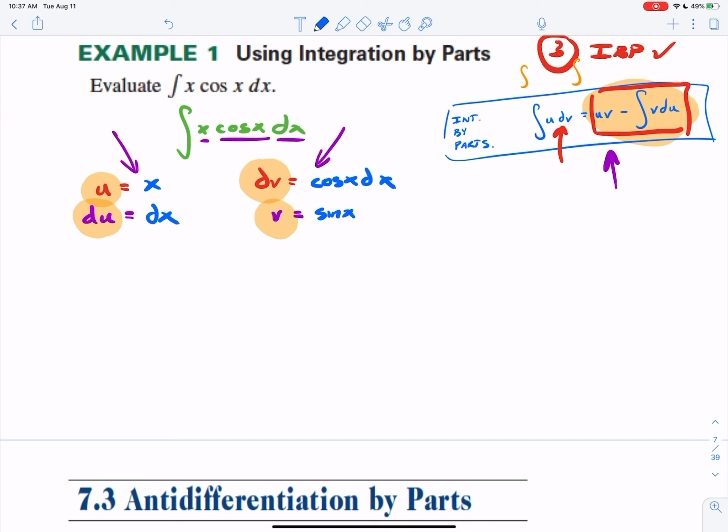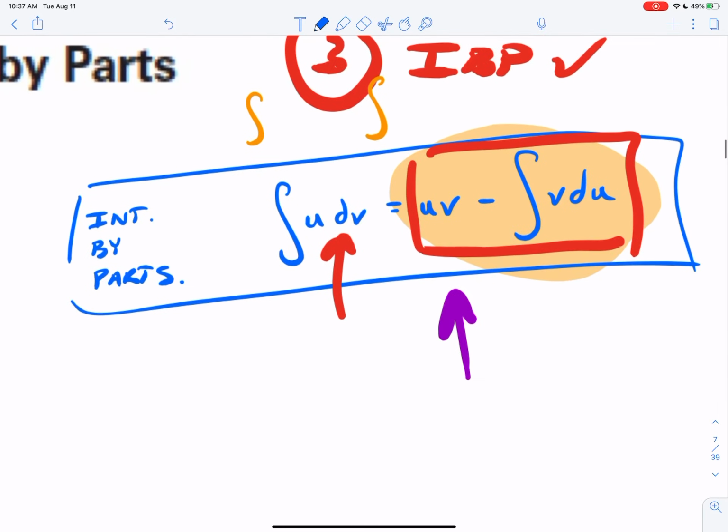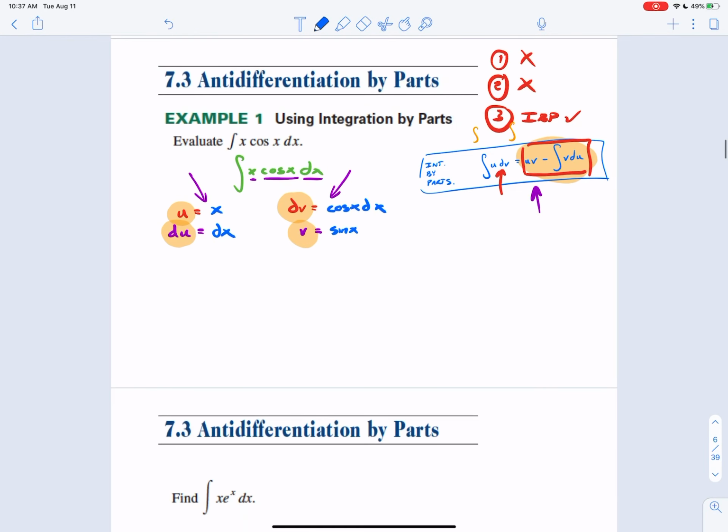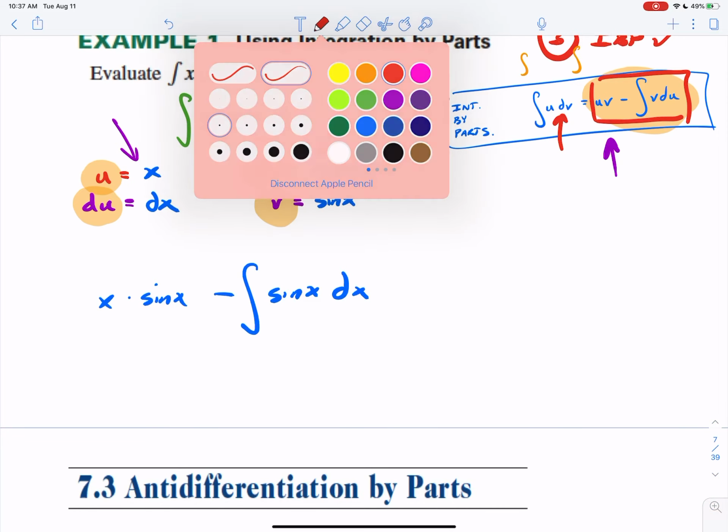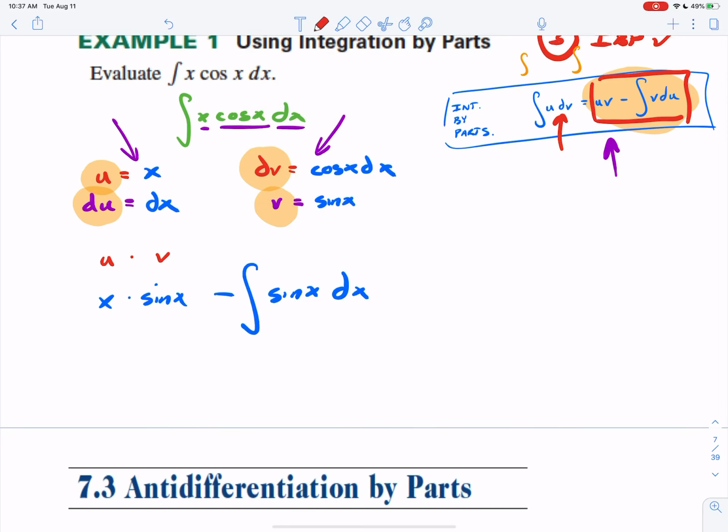So with integration by parts, we're going to have, again, uv minus the integral of v du. I'll write it up here in red so you can see: uv minus integral of v du.